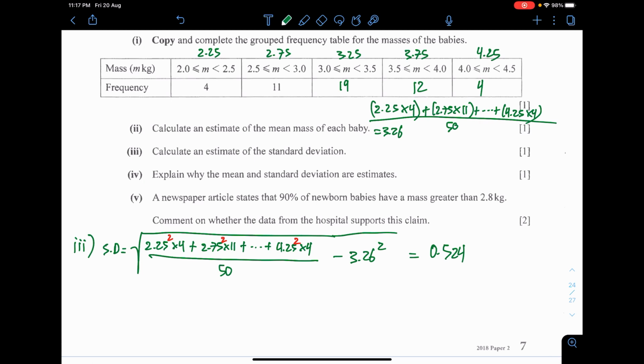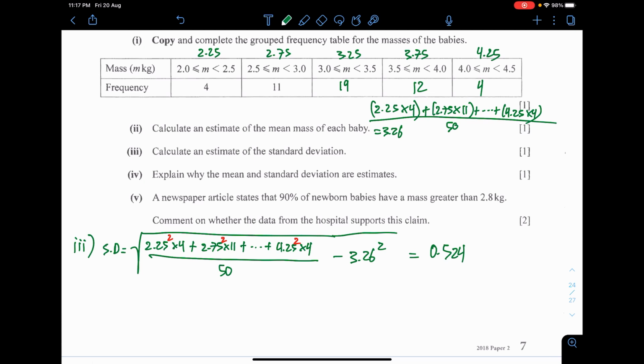Explain what the mean and the standard deviation actually estimate. The mean is to find out the average weight of the babies, whereas the standard deviation is to find out the spread, the consistency of the mass of the babies born in the hospital.